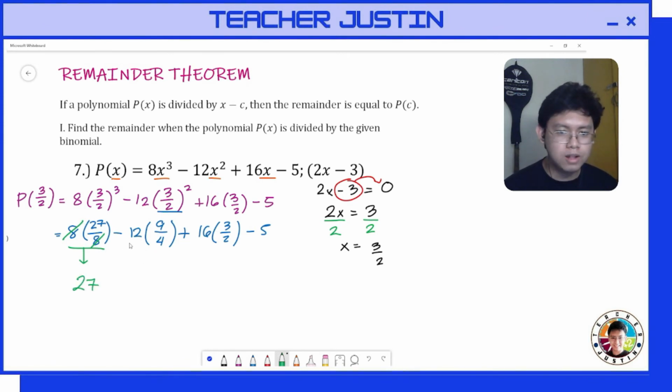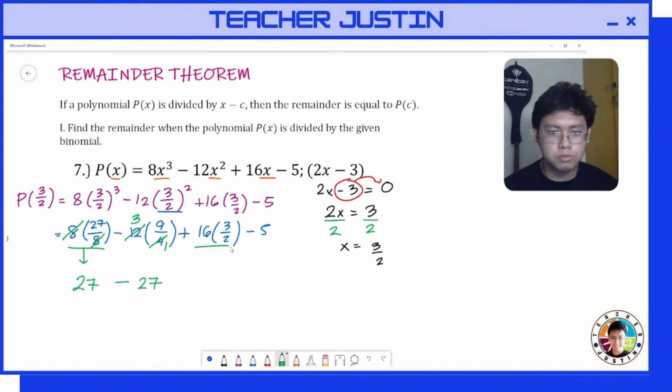Next, negative 12 times 9 over 4. So we can simplify this, canceling our 12 and 4, since they are both divisible by 4, let's divide them by 4. So 12 divided by 4 is 3, and 4 will become 1. Then negative 3 times 9, that is negative 27 divided by 1, negative 27.